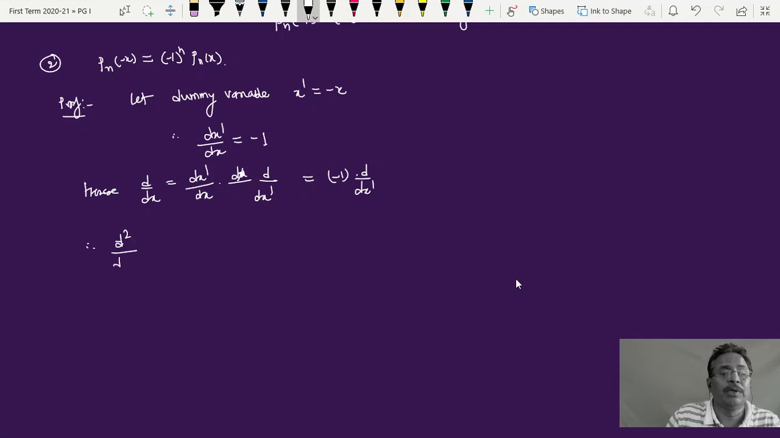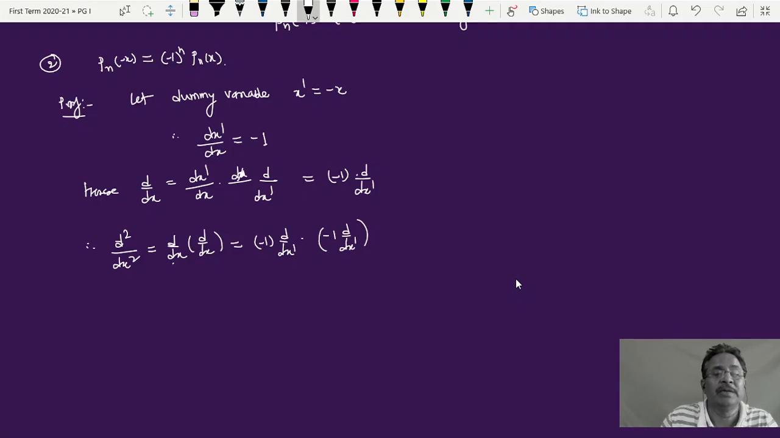Therefore its second differential d square upon dx square can be written as d by dx of d by dx. Simple mathematics, calculus. So here d by dx can be written as minus 1 into d upon dx prime, into the bracket minus 1 into d by dx prime. I am just replacing d by dx by the above equation. So minus 1 into minus 1 is plus, and this gives me d square upon dx prime square.